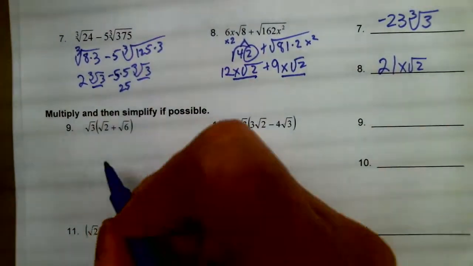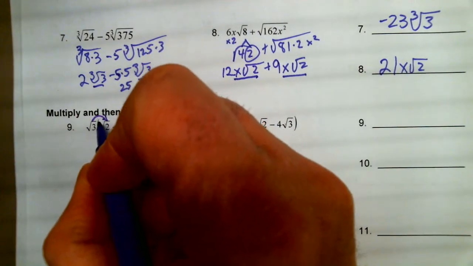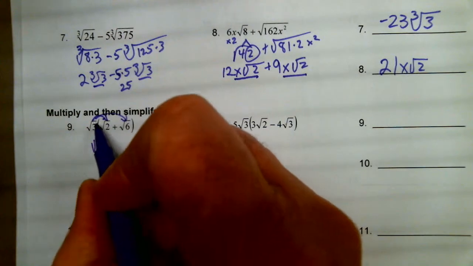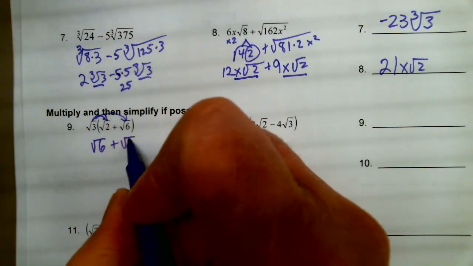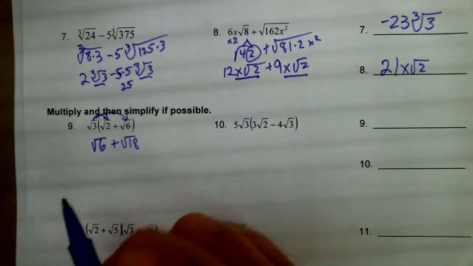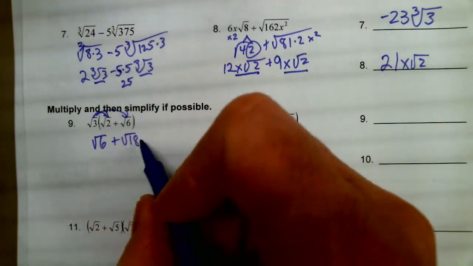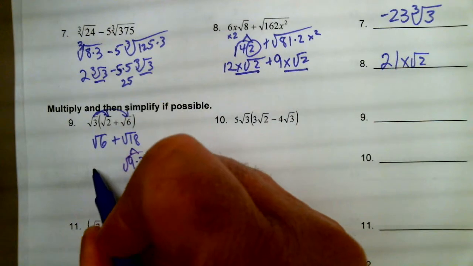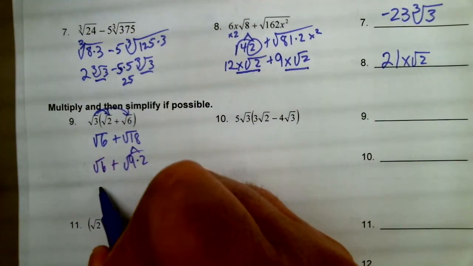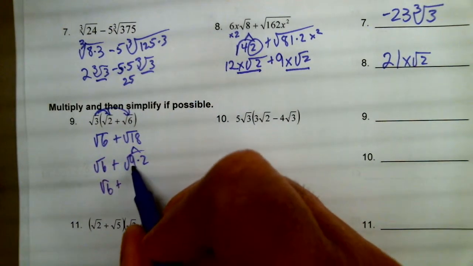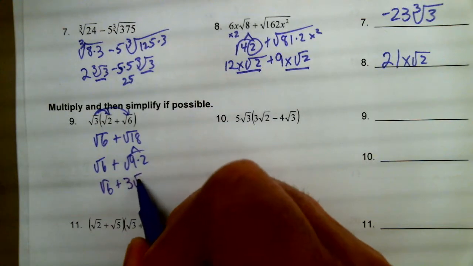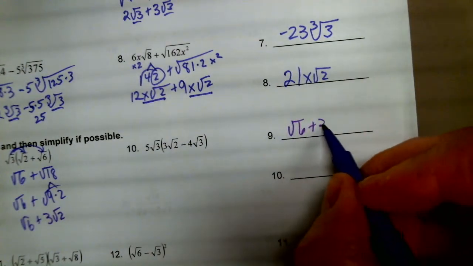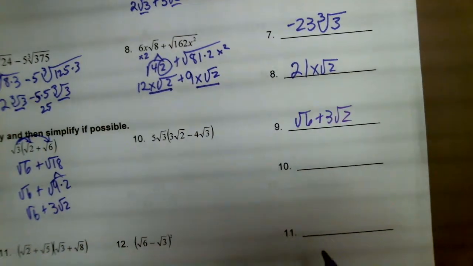In number 9, when I have a number out front and I'm multiplying, I get square root of 6 plus the square root of 18. We need to make sure we check our answers to see if anything can be simplified. We know 18 is 9 and 2 because we did that one earlier. And I'm going to simplify that to square root of 9 is 3, square root 2. So my answer would be square root of 6 plus 3 square root 2.